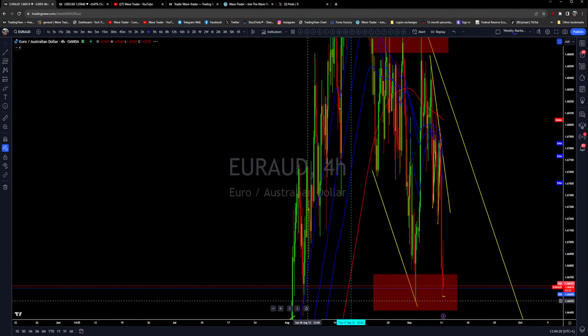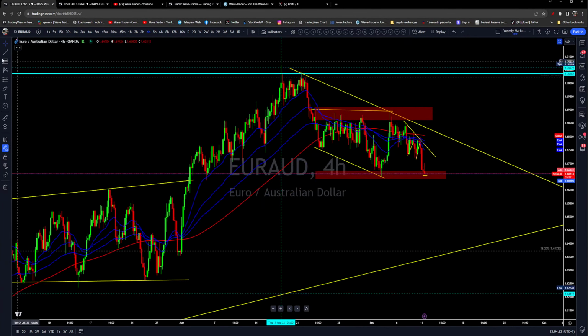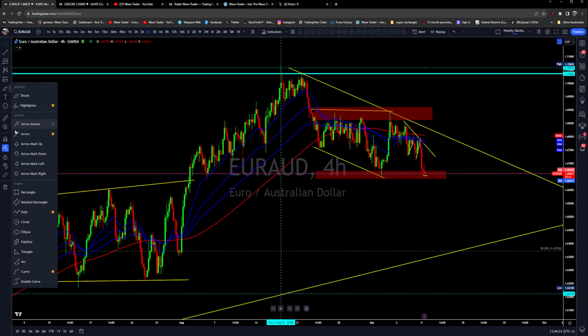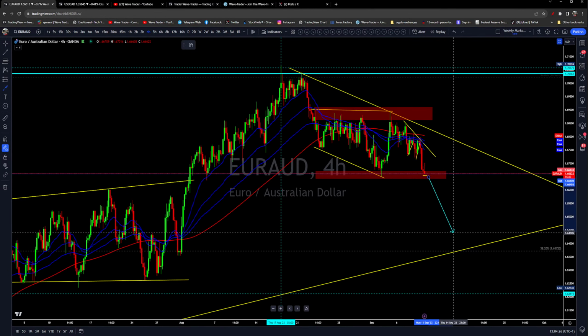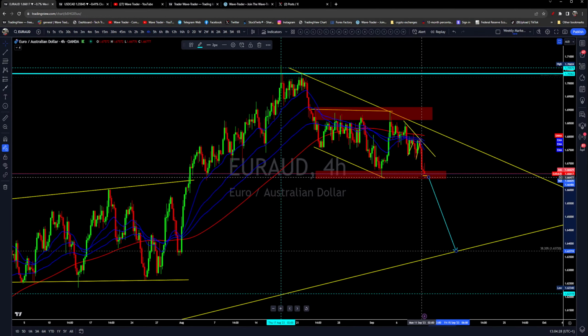Same structure, same move. Make sure when you are getting into this trade at this area on all these pairs, you are going to double your risk. Make sure you understand that.